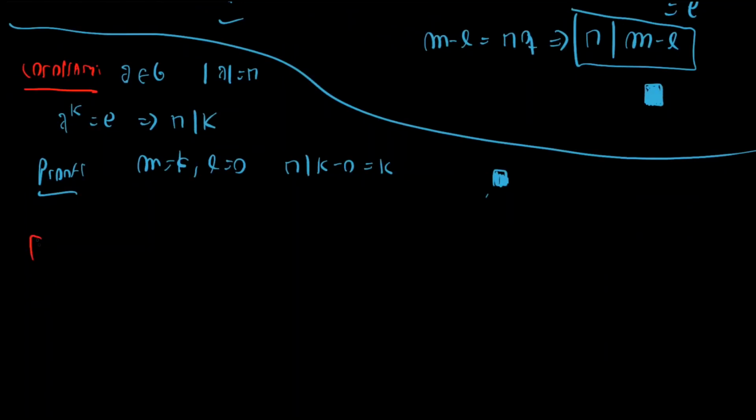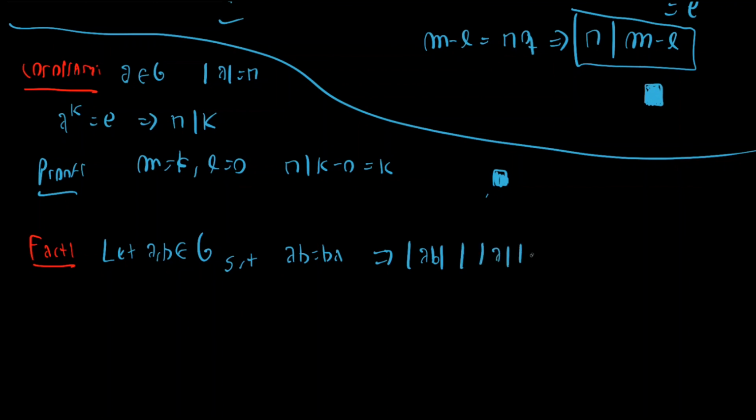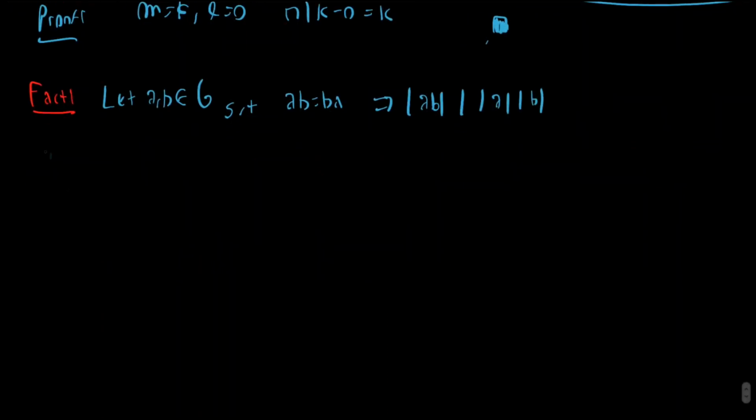A fact that is also a corollary of the things we proved earlier is the following. In particular, let A and B be elements of a group such that A times B is equal to B times A, so in other words, two commuting elements of a group. Then we will have that the order of their product will divide the product of the orders. So how can we prove this? Again, this is pretty straightforward.